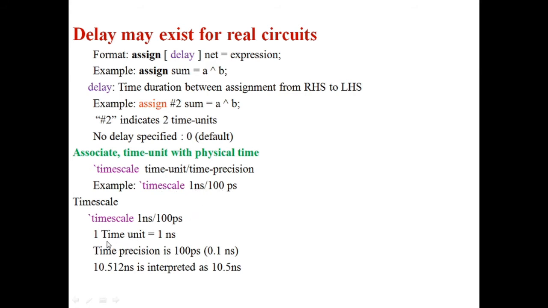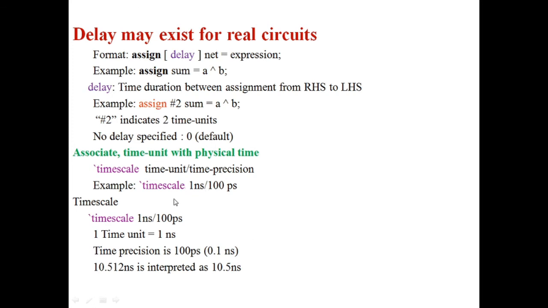So I am having here time unit as 1 nanosecond, and this is my precision. Time precision is how much? 100 picoseconds, that is 0.1 nanosecond. So if I am having the practical or physical time as 10.512 nanoseconds, it is taken as 10.5 nanoseconds only. There is a separate topic on this timescale compiler directive. I will explain it in detail at that time.